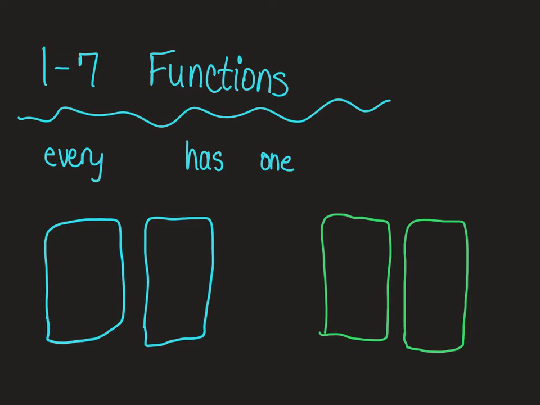Alright, today's lesson is Chapter 1, Lesson 7. We're going to talk about functions. So the definition of a function is that every input has exactly one output.